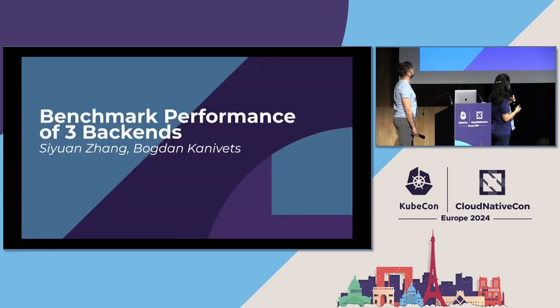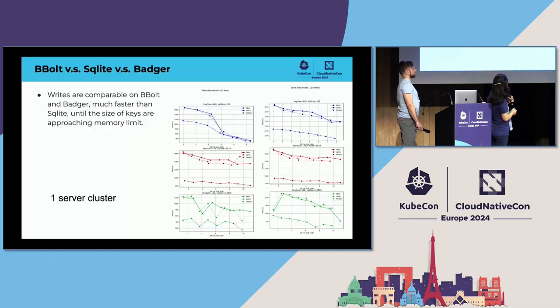With these interfaces, we implemented them for two other database backends, and then we ran a bunch of benchmarks to evaluate their performance. The three backends we're comparing are BBolt, SQLite, and Badger. The setup we tried is just a one server cluster. Then we ran the benchmark with the different servers in Docker with different memory constraints.